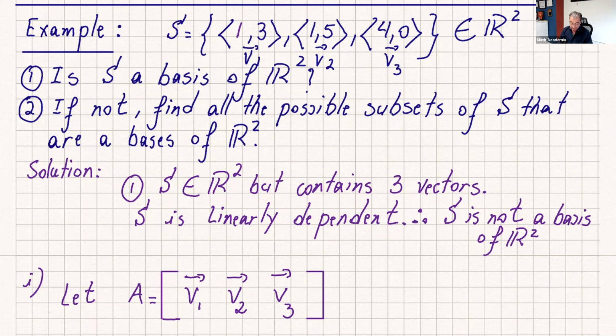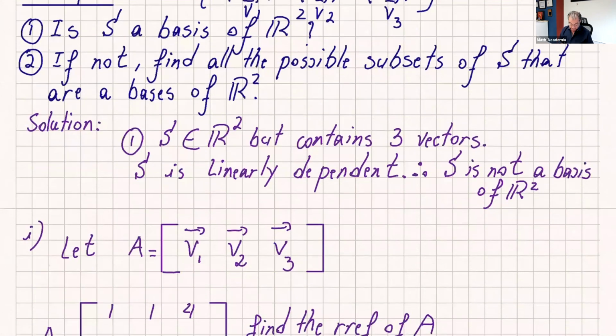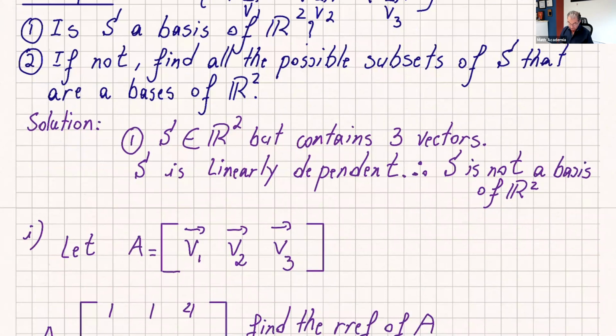So these are three vectors in R2, so we know they're going to span R2. Even just looking at two vectors that are linearly independent, they will. However, they're not linearly independent overall. So S is in R2, but has three vectors. The number of vectors is greater than the number of dimensions, so S is linearly dependent. So in this case, we can't say S is a basis of R2, or we say S is not a basis of R2. We can stop right there.